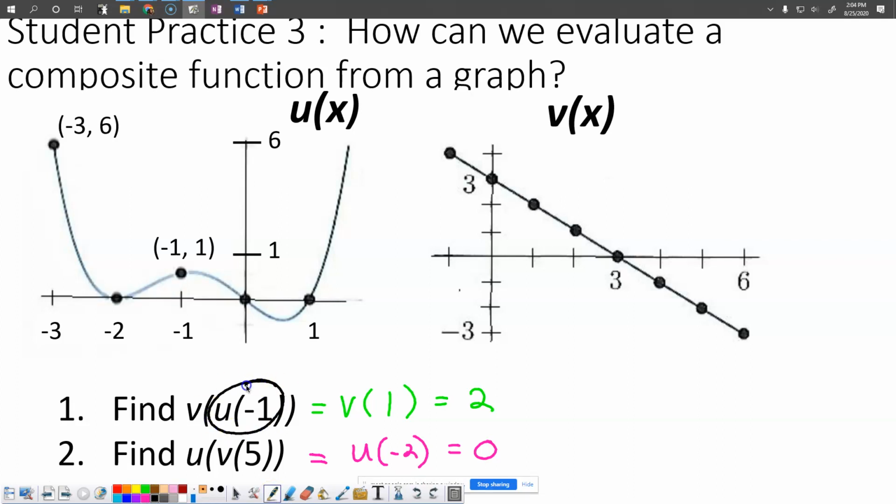u of -1 is 1. It's right there. So we replace u of -1 with 1, and that leaves us with v of 1, which is 2. That would be this point right here.